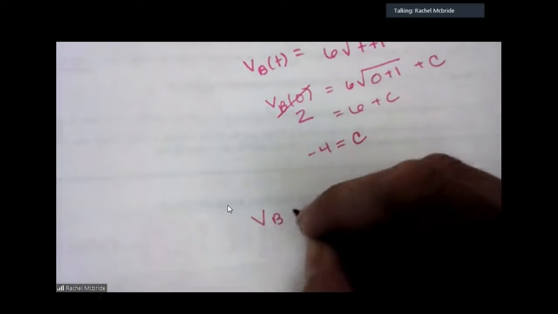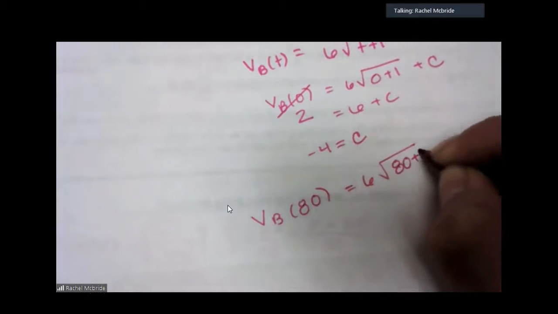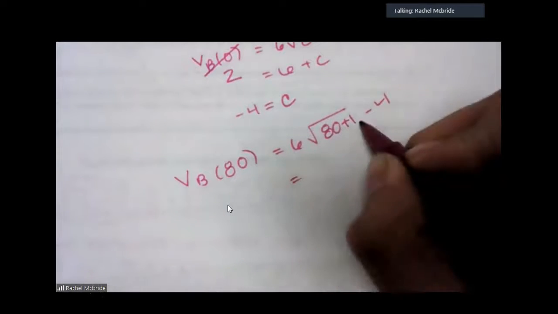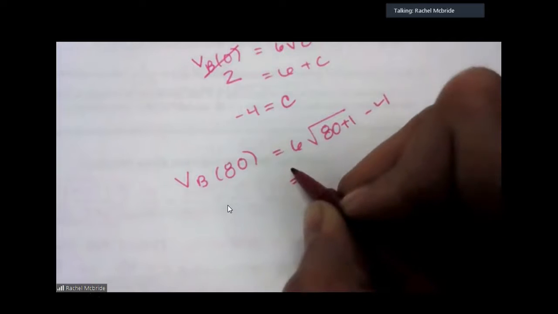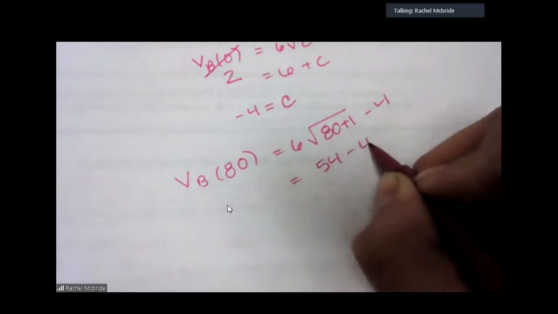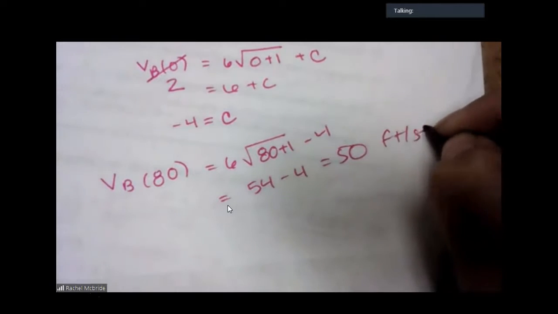So then V of B at 80 was equal to 6 square roots of 80 plus 1 minus 4. Well, 80 plus 1 is 81. 81 square rooted is 9. 9 times 6 is 54. Minus 4 gave 50. So the velocity of rocket B at 80 seconds was 50. The velocity of rocket A at 80 seconds was 49. Therefore, rocket B was traveling faster at t equals 80 than rocket A.